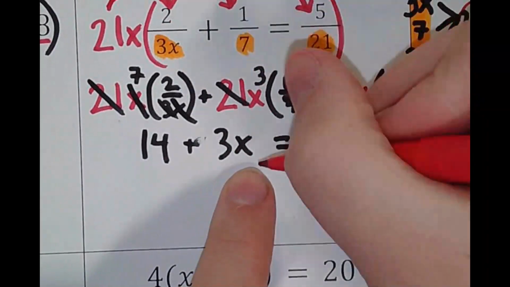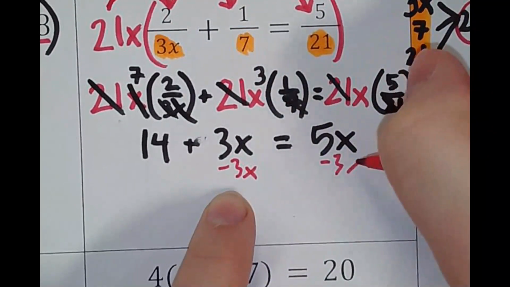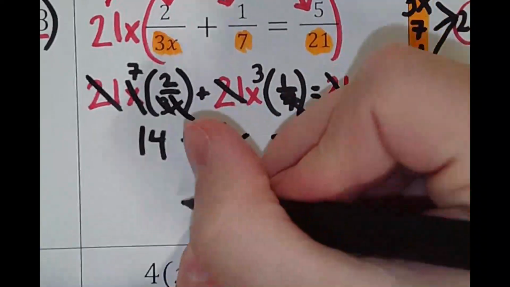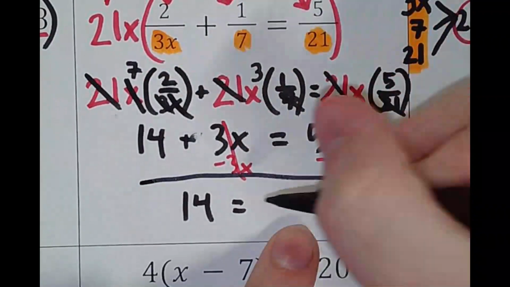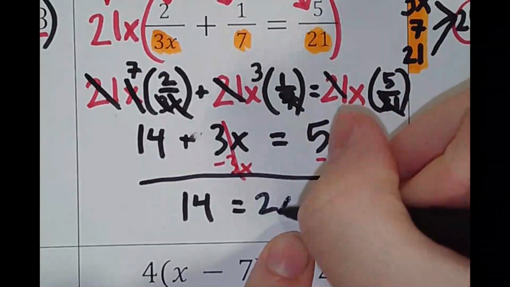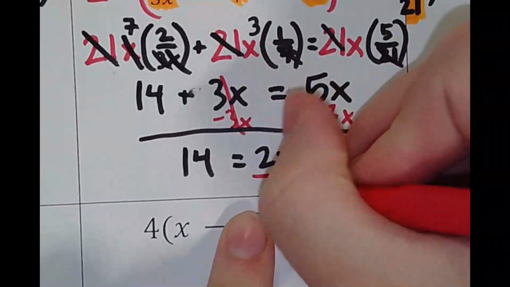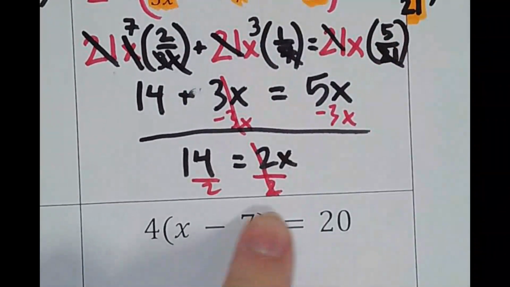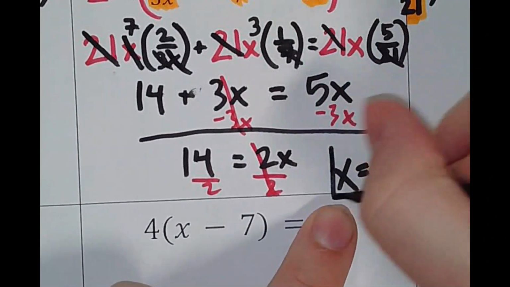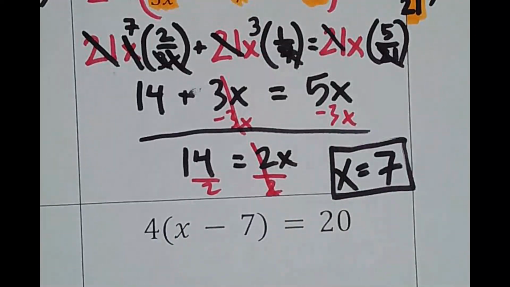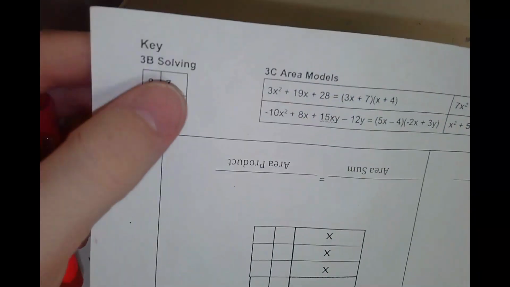We're going to go ahead and move x to one side by subtracting 3x. 14 equals 5x minus 3x, which happens to be 2x. Now how do I get x by itself? Very good. Divide by 2, and that gives us our answer. 14 divided by 2. Half of 14 is 7. Check our answers in the back. And we got it right.